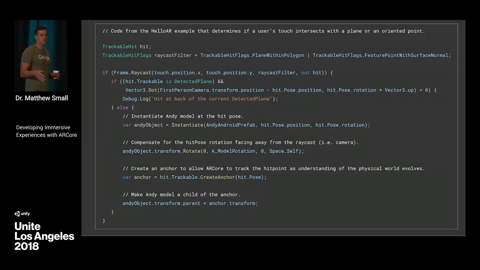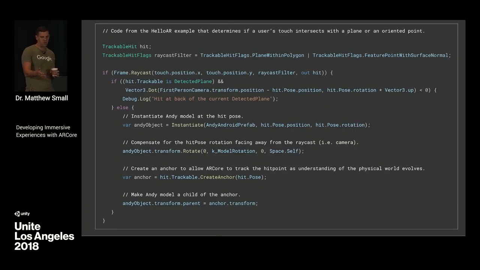The second part of the filter, feature points with surface normals, means that we want points from the point cloud that have an estimation of their normal. When we're making point clouds, sometimes we have really good feature points where we kind of know where they lie on the surface that we're detecting them on. If that's the case, we'll return a normal. So you could call it a microplane. We're essentially saying that we want to hit those two types of trackables.